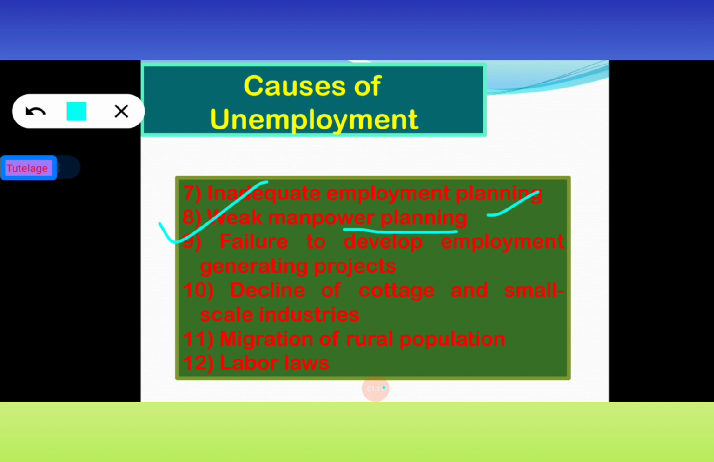Now going to the next point, failure to develop employment generating projects. The plans have not really been successful in developing projects which have large employment potential.